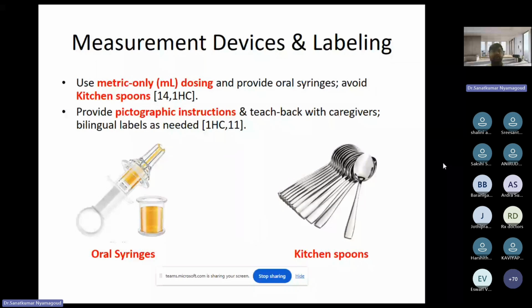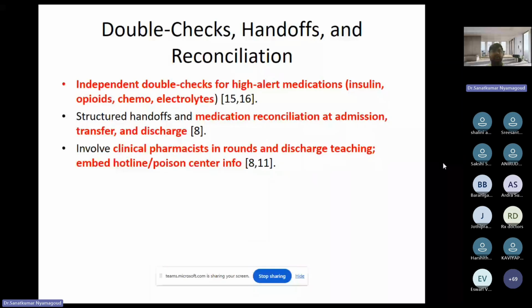Then please do double check many times. Do reconciliation of drugs. Prepare each time a new formulation. Independent double check for every drug is very important. That is very high priority when it comes to high alert medications like opioids, chemo, electrolytes, and any other antibiotics. And use structured handoffs or medication reconciliation at admission, at transfer, and at discharge.